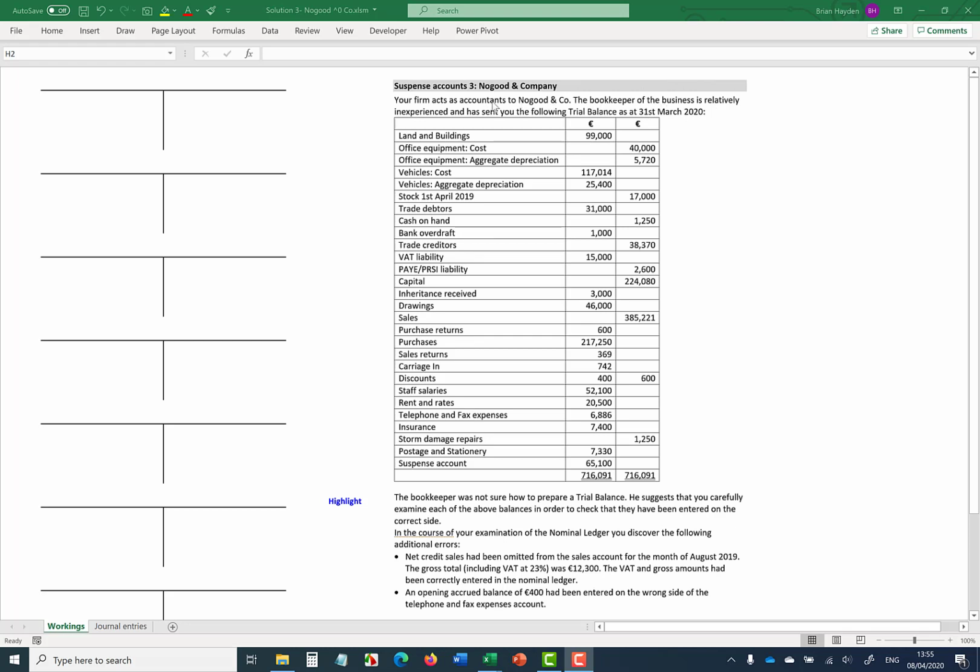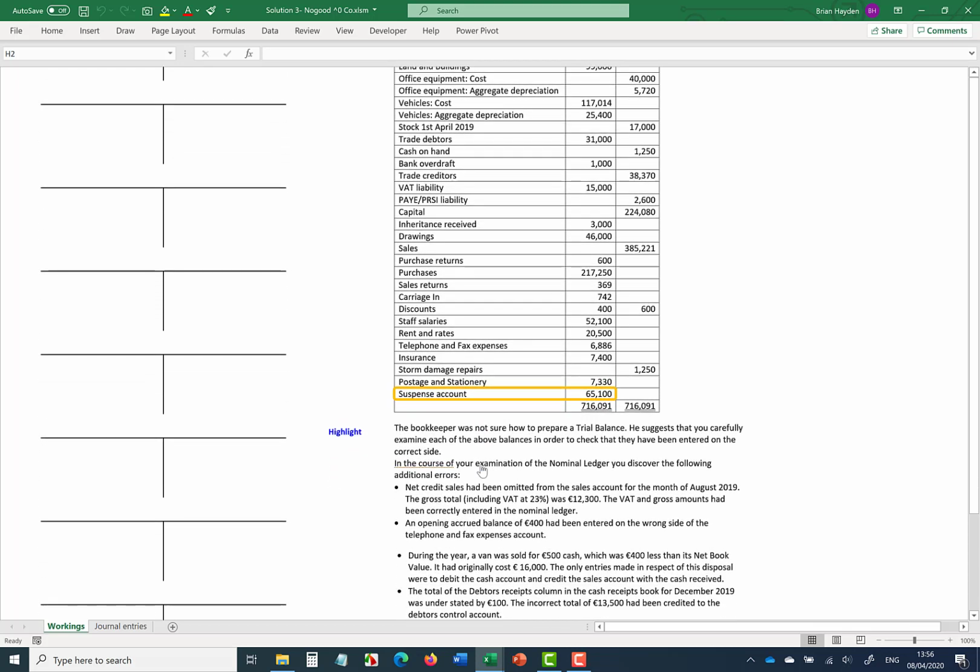The bookkeeper of the business is relatively inexperienced and has sent you the following trial balance at the 31st of March 2020. So you can see there's a trial balance with a list of items contained within it. All the items in the nominal ledger, the balances are shown in one of two columns. This is the debit column and this is the credit column. And you can see at the bottom here that we've got a suspense account with a balance of €65,100. Now remember, suspense account typically represents problems that need to be addressed, so we have to go through all the problems that arose in the course of preparation of the trial balance and essentially fix them.